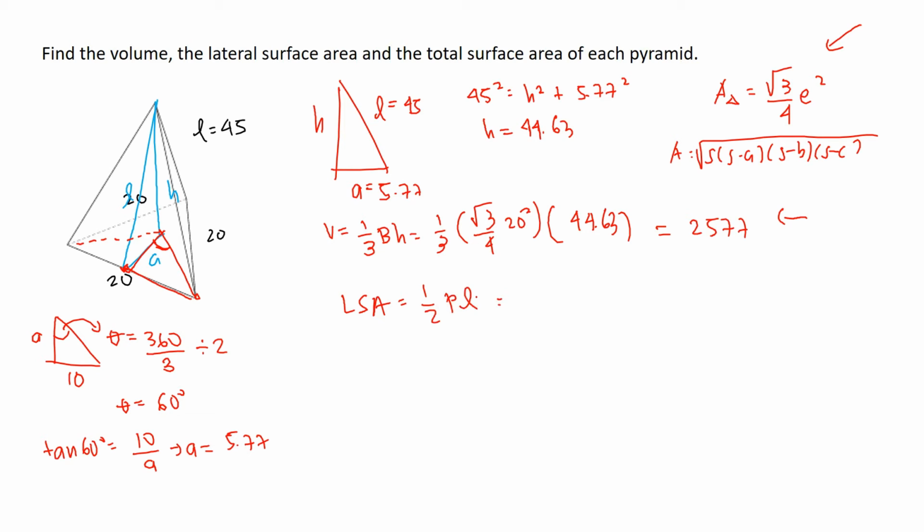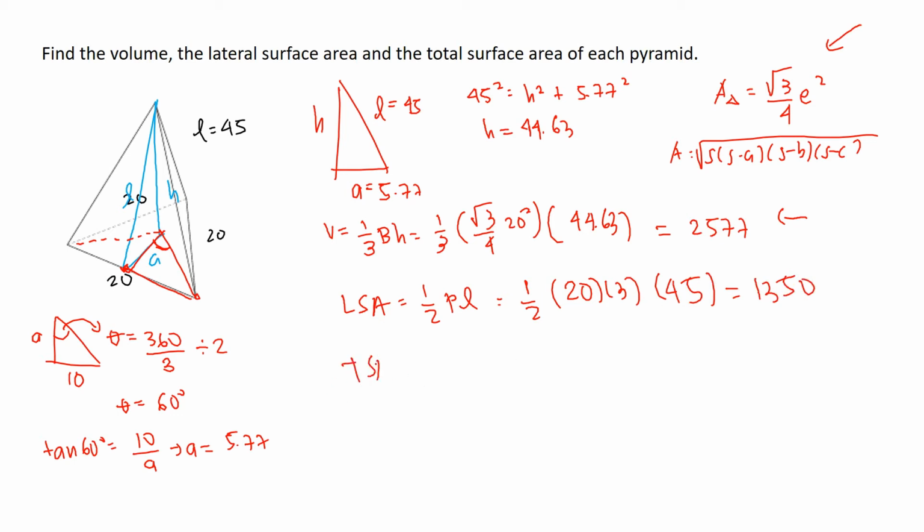Since your slant height is already given, 1/2 perimeter is just three 20s. So, 20 times 3. The slant height is already given, 45. So, how much is it? 30 times 45. That's 1350. That's your lateral surface area.